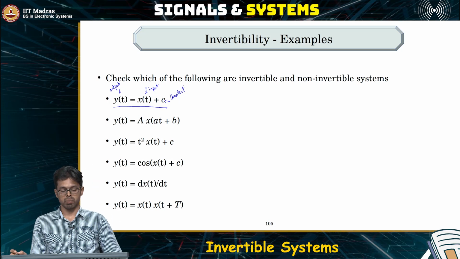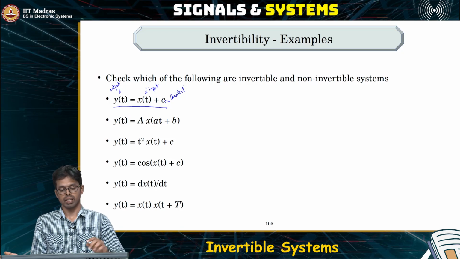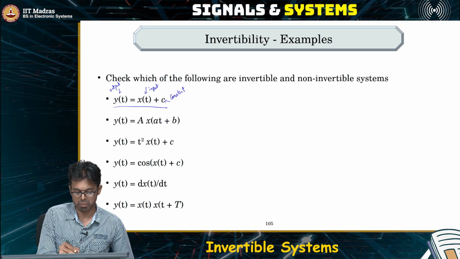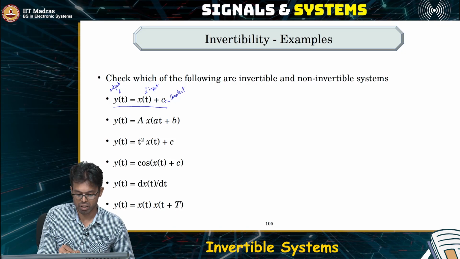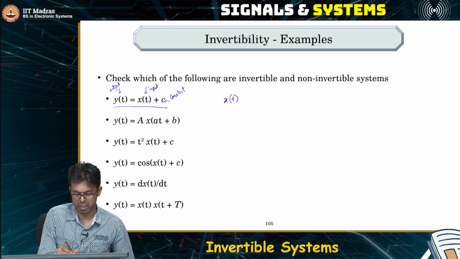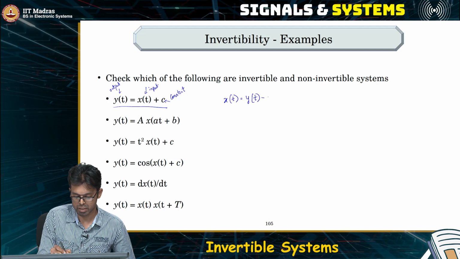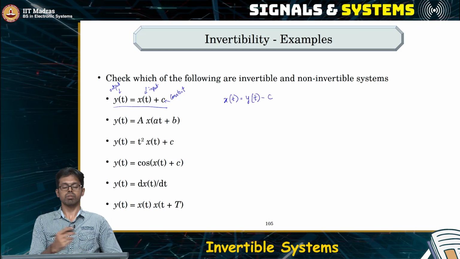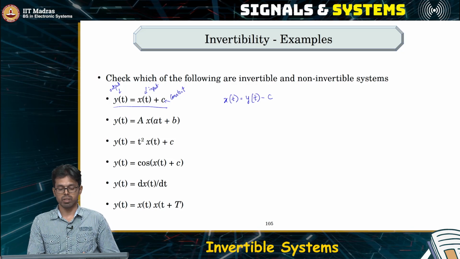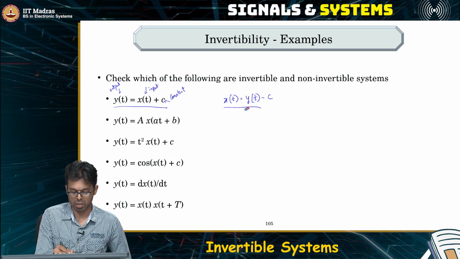Is this an invertible system? It is an invertible system as long as the c is a constant. Why is it? Because given any output y of t, you can construct the input back by saying x of t is equal to y of t minus c. All you have to do is just subtract this c and you will get exactly the input. There is no ambiguity here, right? So this is the inverse system.